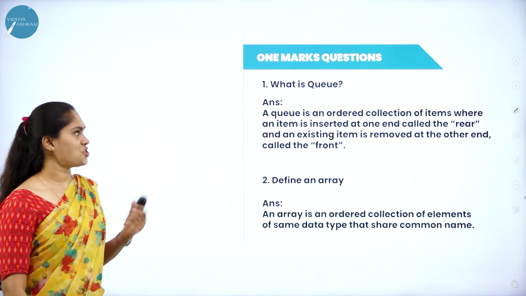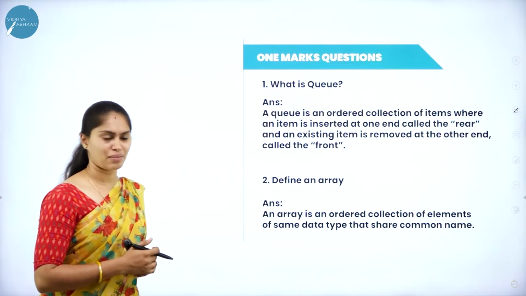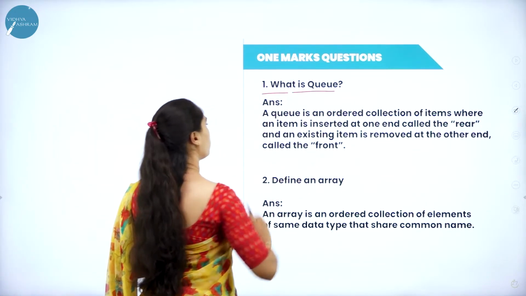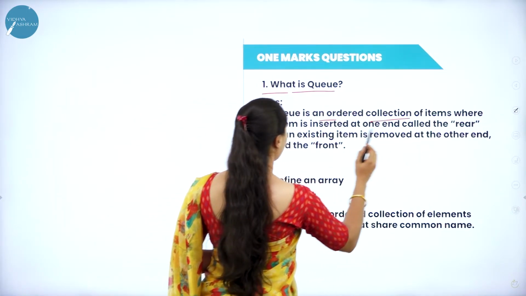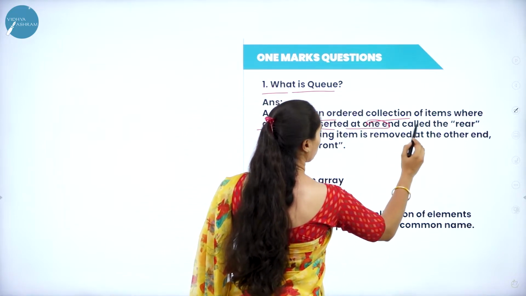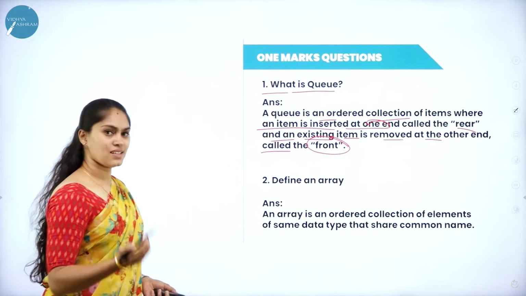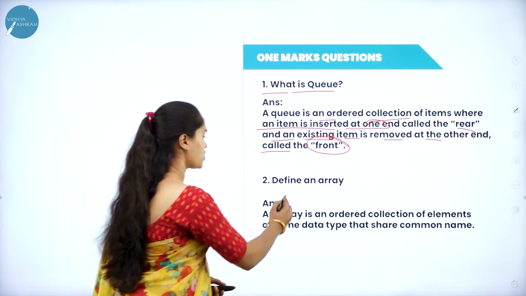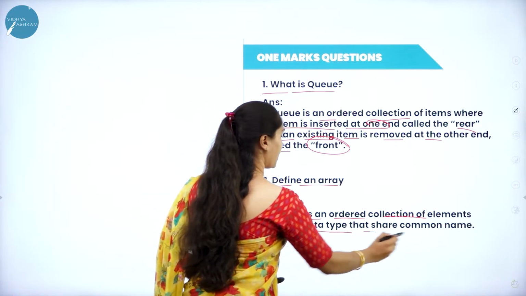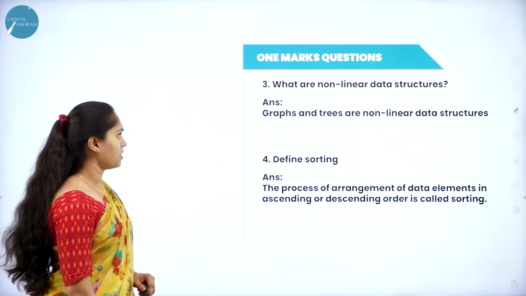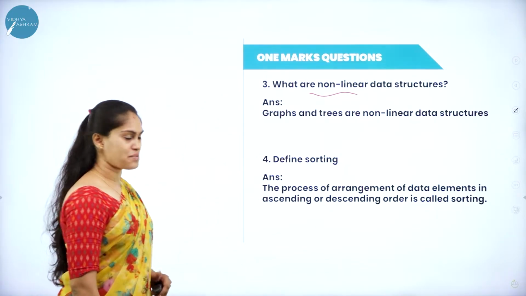Let me get into the session that is related to the most frequently asked important questions of 1, 3 as well as 5 marks. What is the first question? What is queue? Already we know the definition of queue. It is an ordered collection of items where an item is inserted at one end called the rear and an existing item is removed at the other end called the front. This is the definition of a queue. We'll see the next question. Define an array. An array is an ordered collection of items of the same data type that share a common name. Next, what are non-linear data structures? Which come under non-linear? Graphs and trees.